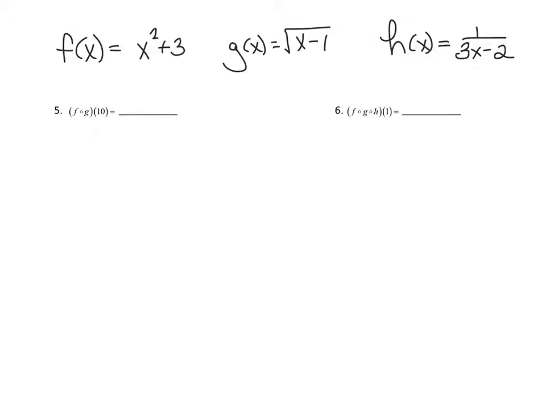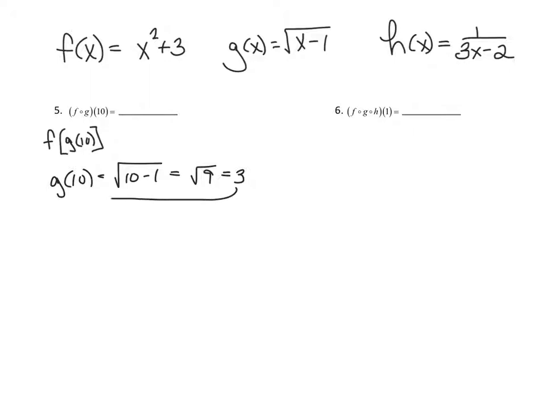Now let's look at composite functions. As you recall, we can rewrite a composite function as f of g of 10. 10 is our value for x that we're going to plug into g of x. Let's work inside the brackets first. Let's first find g of 10. So the function g is the square root of x minus 1, so let's plug 10 in. That gives us the square root of 9, which is 3. So g of 10 is 3.